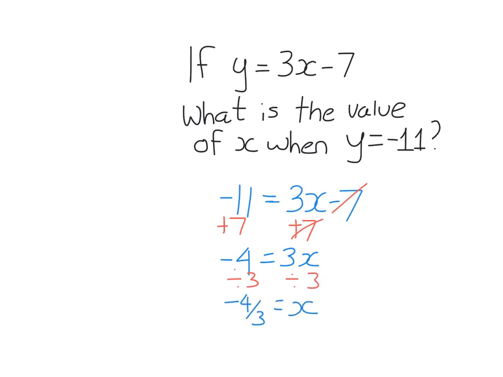So I just want you to be aware that the answer you get for equations is not always a whole number. So 4 over 3 is not a whole number, and it's not always positive. It can be negative as well. Don't just assume you've done something wrong. So that's all for rules and formula.